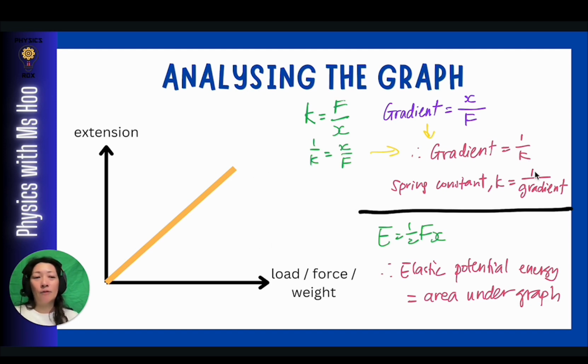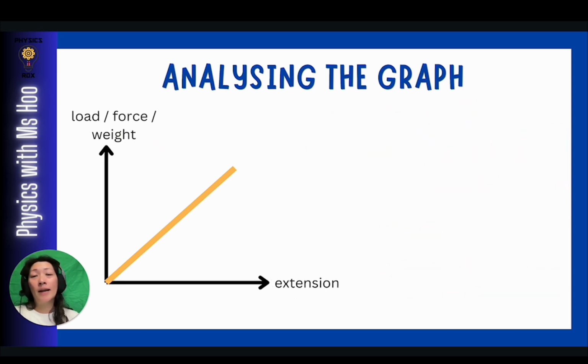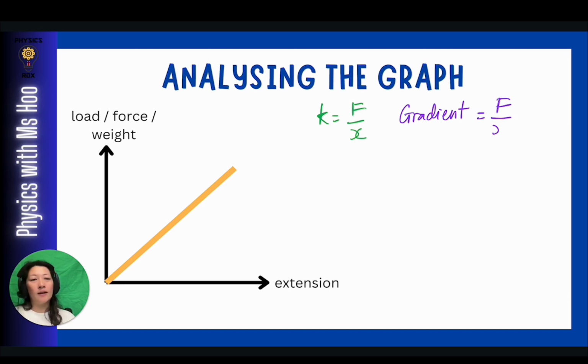Now, this is for the extension load graph. And remember that I mentioned earlier that sometimes we may be given a load extension graph instead. Let's take a look at why. Again, let's start off with the spring constant. We know that the spring constant is k equals F over x. If we wanted to calculate the gradient of the graph, remember that gradient is basically y over x. So y is force, and x is the extension. You can see from these equations that the spring constant is actually equal to the gradient.